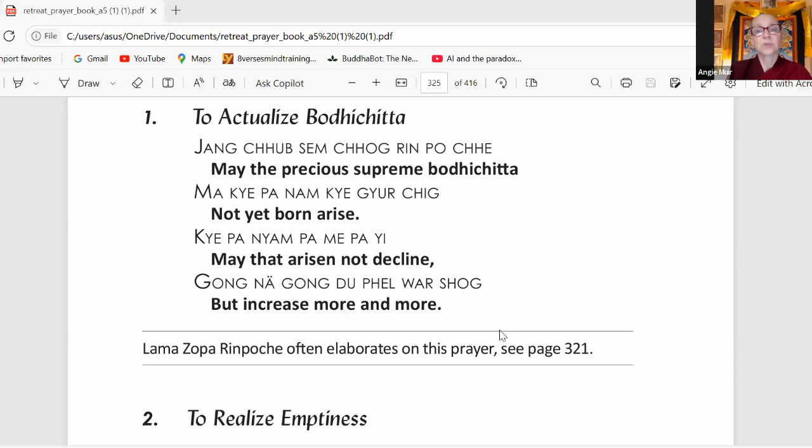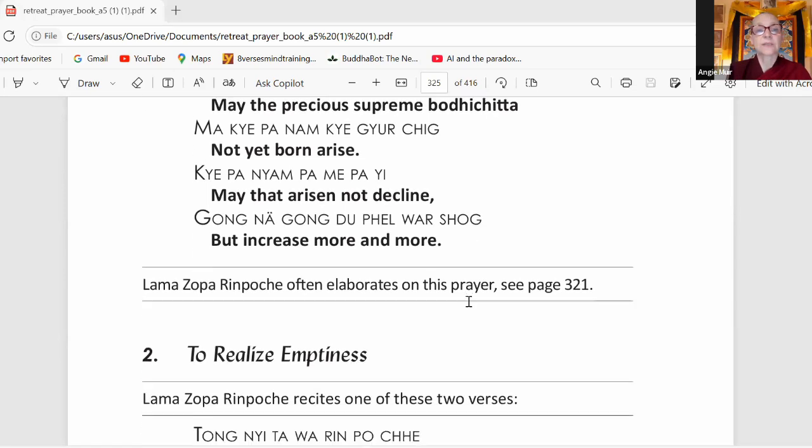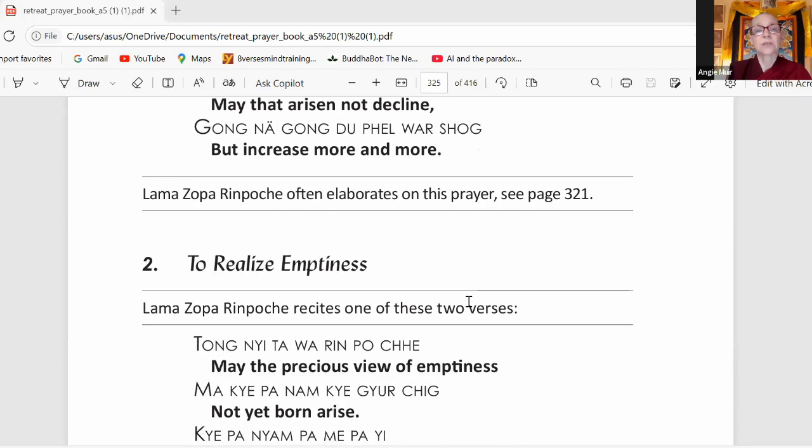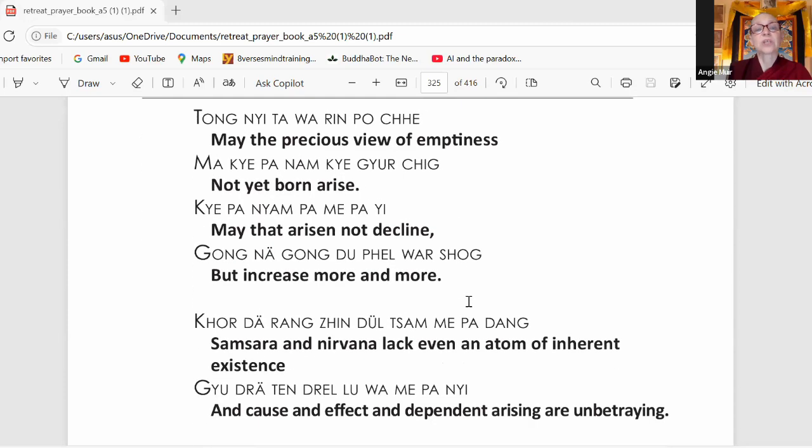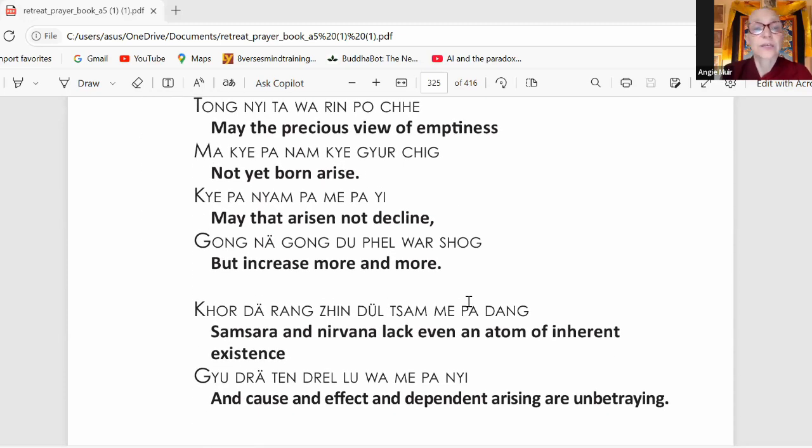May the precious Supreme Bodhicitta not yet born arise. May that arisen not decline but increase more and more. May the precious view of emptiness not yet born arise. May that arisen not decline but increase more and more.